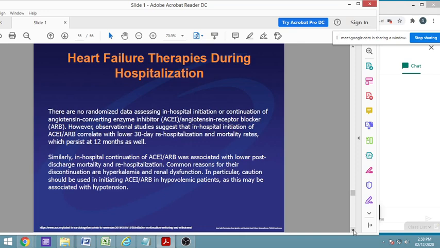Next, in-hospital continuation of ACE inhibitors and ARBs was associated with lower post-discharge mortality and rehospitalization. Common reasons for their discontinuation are hyperkalemia and renal dysfunction. Some caution should also be used in initiating ACE inhibitors or ARBs in a hypovolemic patient, as this may be associated with hypotension.